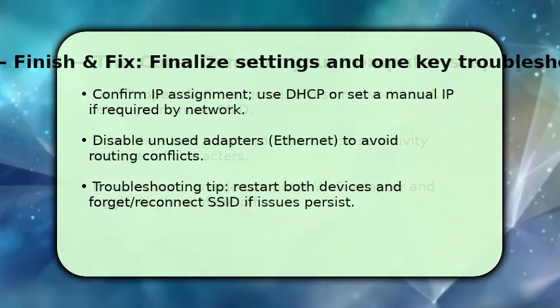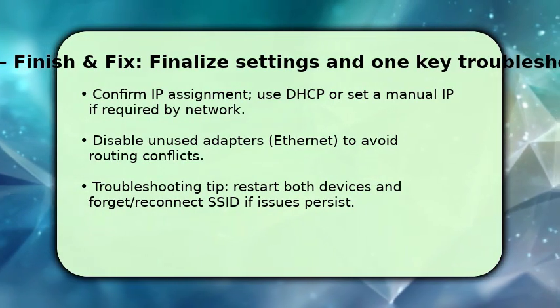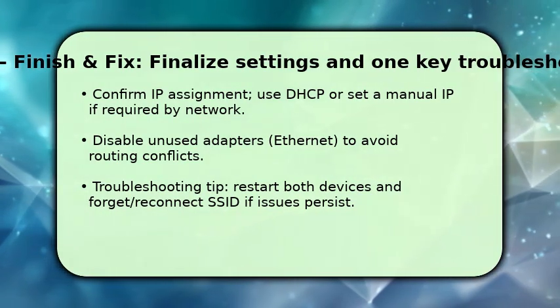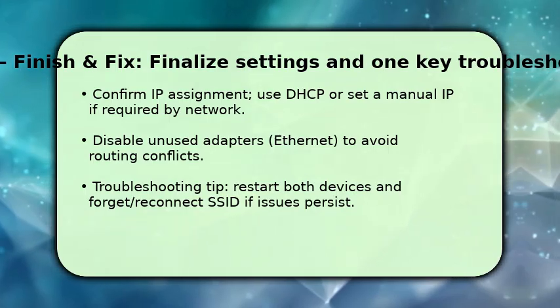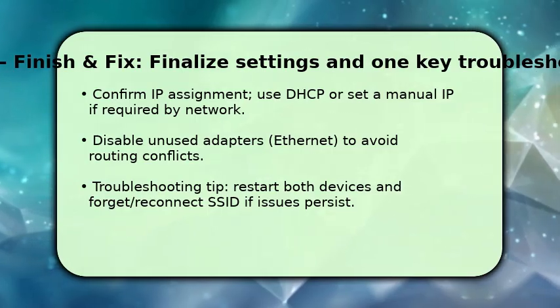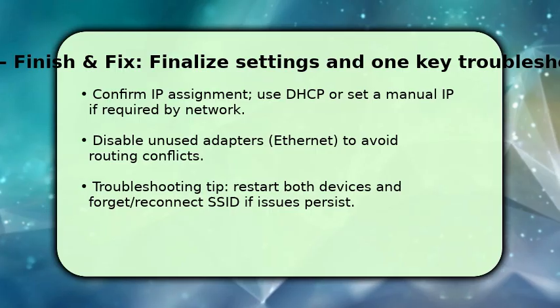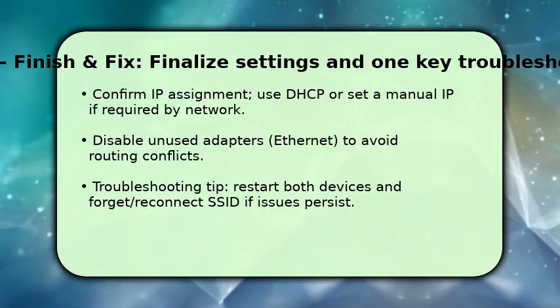Finish by verifying the link. Check that your computer has an IP address from the phone, which usually comes via DHCP. Make a manual IP only if you know the range. Disable unused network adapters, like Ethernet, to prevent routing conflicts, and set your hotspot to a clear channel if interference appears. If things go wrong, the simplest troubleshooting is best.